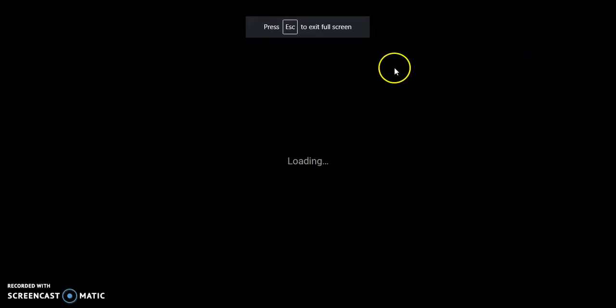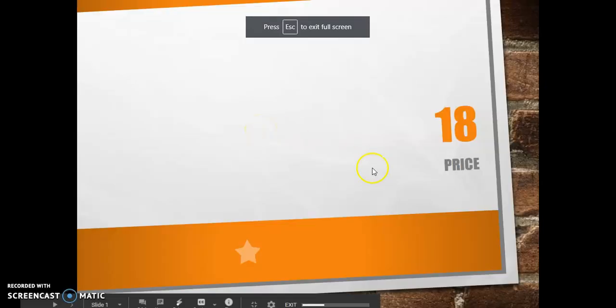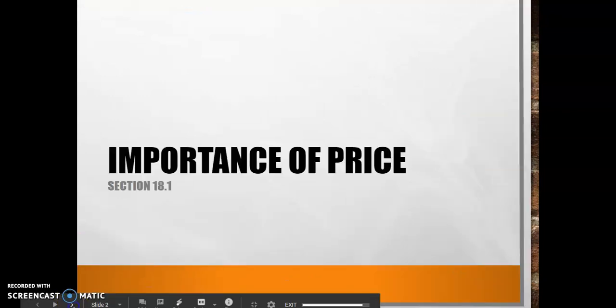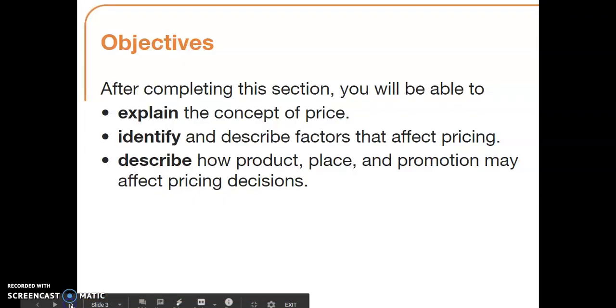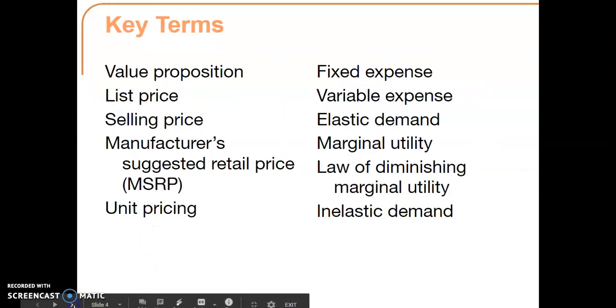Hi guys, today we are starting our next unit on pricing. Today's chapter is going to focus on the importance of price. Our objectives for today are to explain the concept of price, identify and describe factors that affect pricing, and describe how product, place, and promotion may affect pricing decisions.